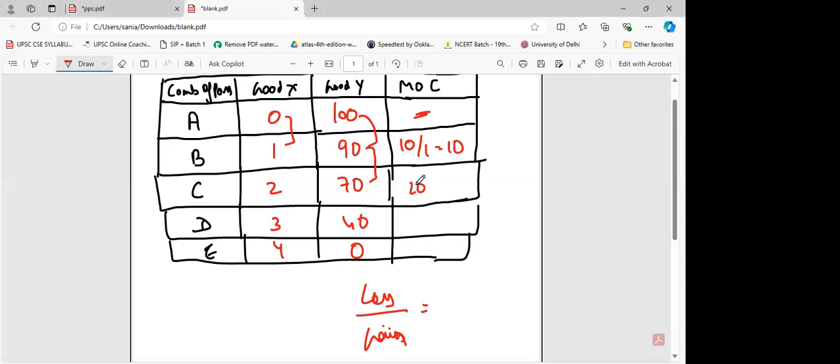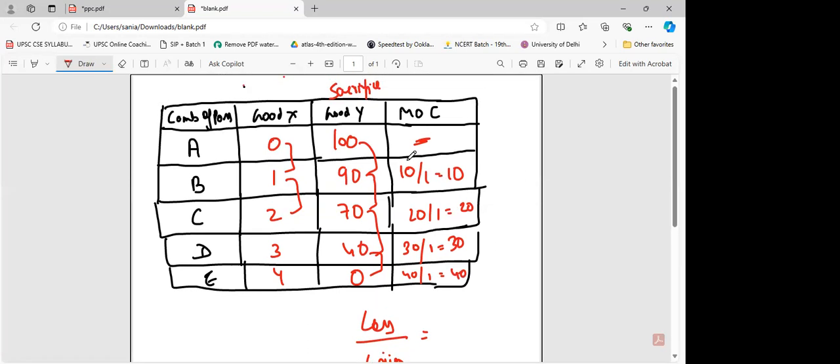Okay, yes, 20. And now how much extra are you producing? One more. Yes, one more. So 20. Now from 70 to 40, how much are you sacrificing? 30. And how much are you gaining? One. So 30. Now here, how much are you sacrificing? 40. And how much are you gaining? One. So you got 40. Clear? Yes. So this is what it basically is.